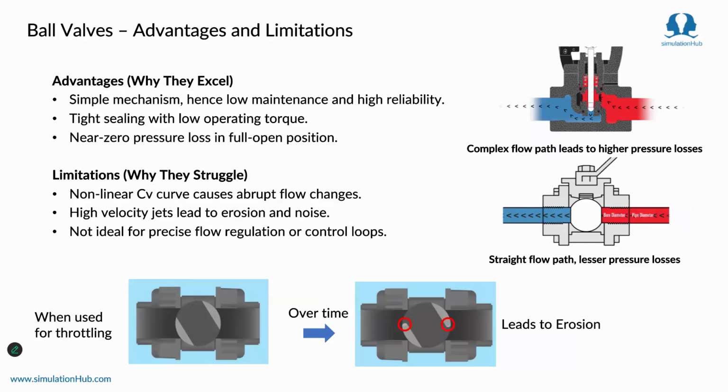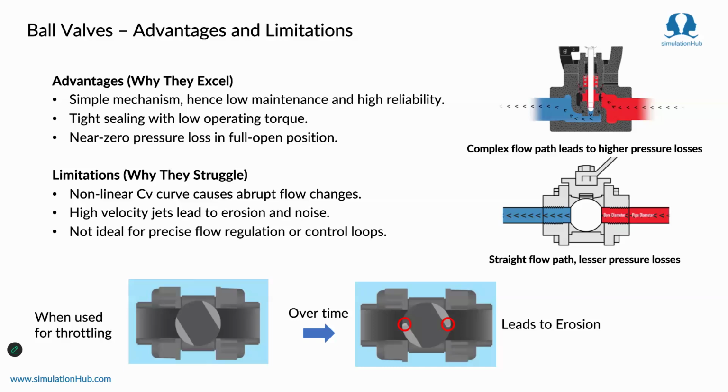It's easily opened and closed. It has very good sealing. Even at low operating torques, you will get very good sealing with ball valves. And the bore is very straight, the same as the pipe diameter. So there's no chance of major pressure loss, maybe some minor losses due to friction. But as compared to a globe valve, a ball valve has very little pressure loss.